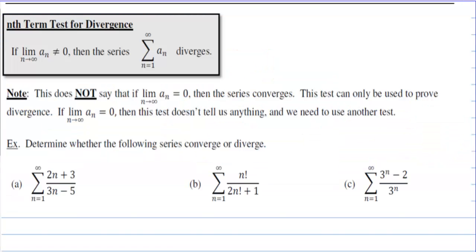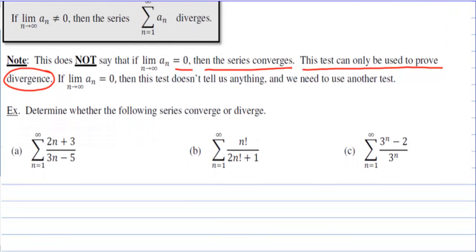Nth term test for divergence. If the limit as n approaches infinity of a sub n does not equal 0, then the series diverges. Note, this does not say that if the limit equals 0, then the series converges. It doesn't say that. This test can only be used to prove divergence, not convergence. If the limit as n approaches infinity of a sub n equals 0, then this test doesn't tell us anything, and we need to use another test.